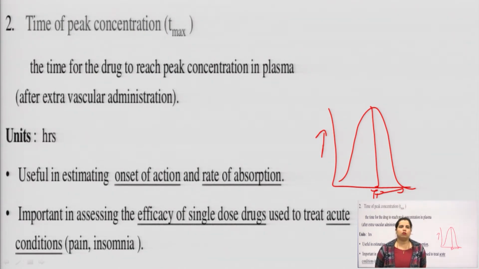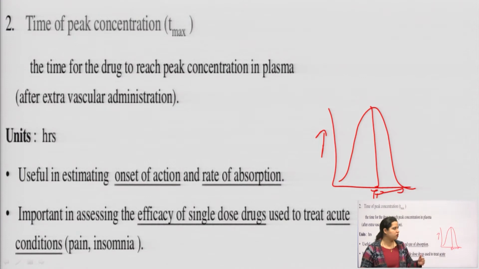Generally it is useful in analyzing onset of action and how much time the drug takes to reach its peak concentration. So, Tmax is very important in those terms, and the rate of absorption is important in assessing the efficacy of single dose drugs used to treat acute conditions like pain and insomnia.